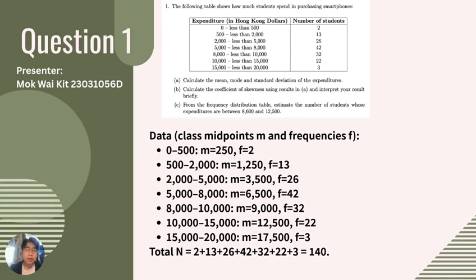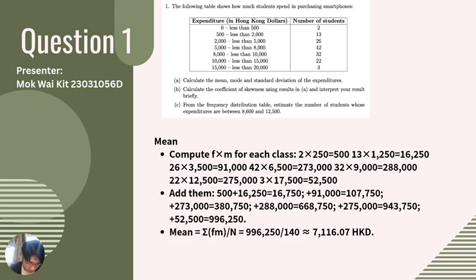As you can see, we'll calculate the mean first, and let's look at the data first. We have 7 expenditure classes, each with a midpoint and a frequency representing the number of students in each range. In order to find it, we will multiply each midpoint by frequency, then sum those products and divide by the total number of students.